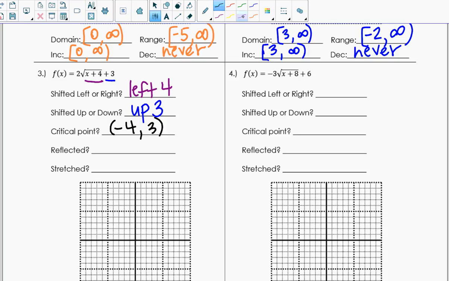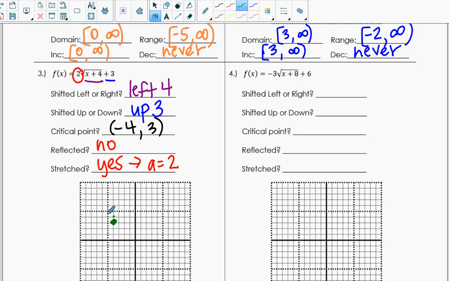Now, is it reflected or stretched? That's where A comes in. Reflected means it's going to go down instead of up, which we've talked about. We just haven't talked about the word reflected. So it's not reflected because A is positive. Is it stretched? Yes, because A is 2. Okay. So now when we graph this, let's do our critical point. We are at negative 4, 3, which is right here. Sorry. That's my critical point.